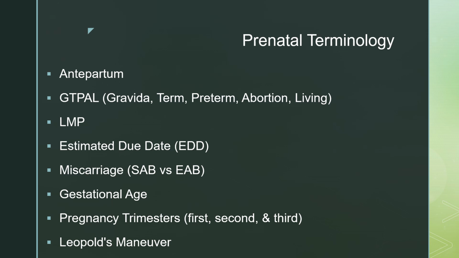Leopold's maneuver has to do with putting the hands on the mom's tummy. Usually after 28, 30 weeks gestation, it's a lot easier to determine the actual position of the baby. So is the baby head down, vertex presentation? Is the baby's butt down, breech presentation? Is the baby oblique, meaning it's a little cockeyed? Is the baby transverse, meaning completely sideways in the uterus?